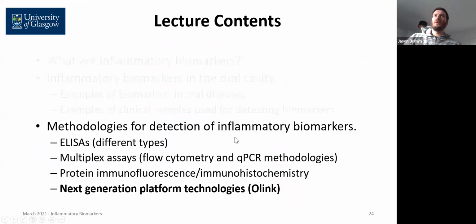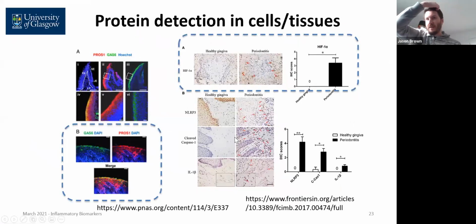So what I do want to emphasize before I move on is that these techniques, immunofluorescence and immunohistochemistry, are very qualitative in nature. And what I mean by that is that there's no way that you can quantify the level of expression of these proteins simply from just using these technologies.